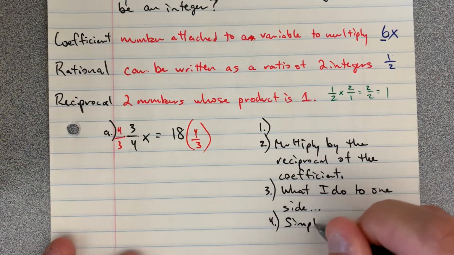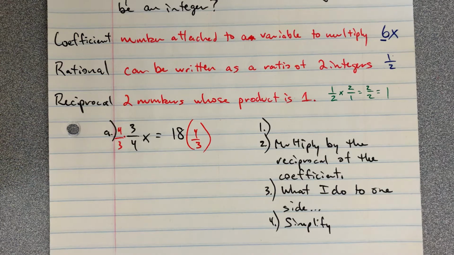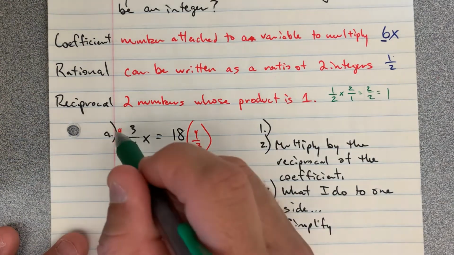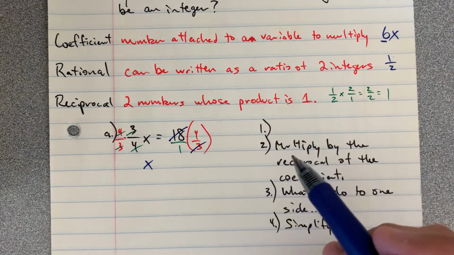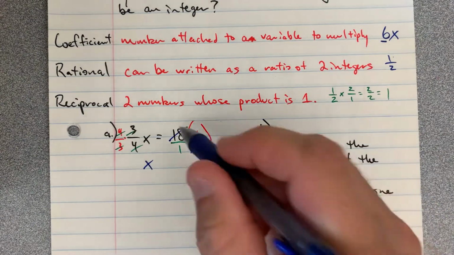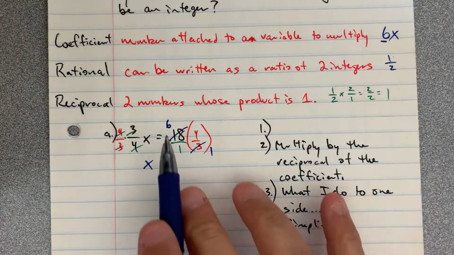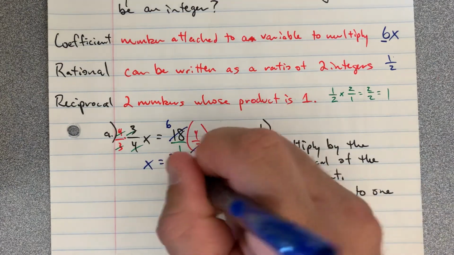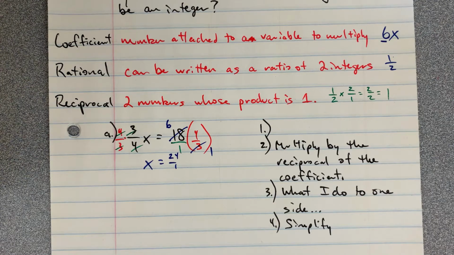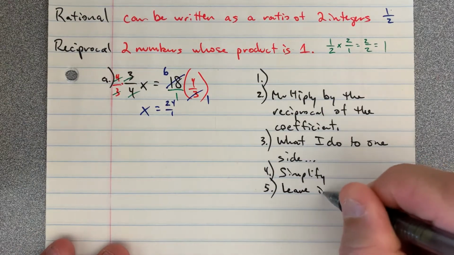Step 4 tells us to simplify. Well, I'm just multiplying fractions. On the left side, I can simplify diagonally on both of them, and that really works out for me as I'm only left with x. On the right side, 18 is really 18 over 1. I can simplify diagonally the 18 and the 3. They both have a common factor of 3, so 3 divided by 3 is 1, 18 divided by 3 is 6. If I multiply across, 6 times 4, I get 24. 1 times 1 is 1. I can leave it as 24 over 1. Step 5 tells us to leave our answer improper.